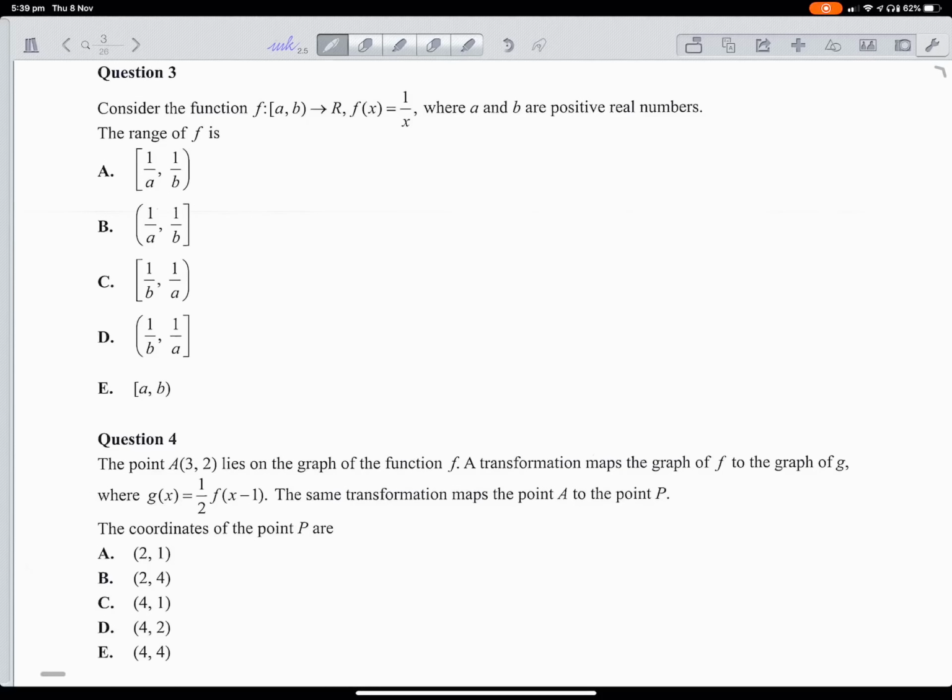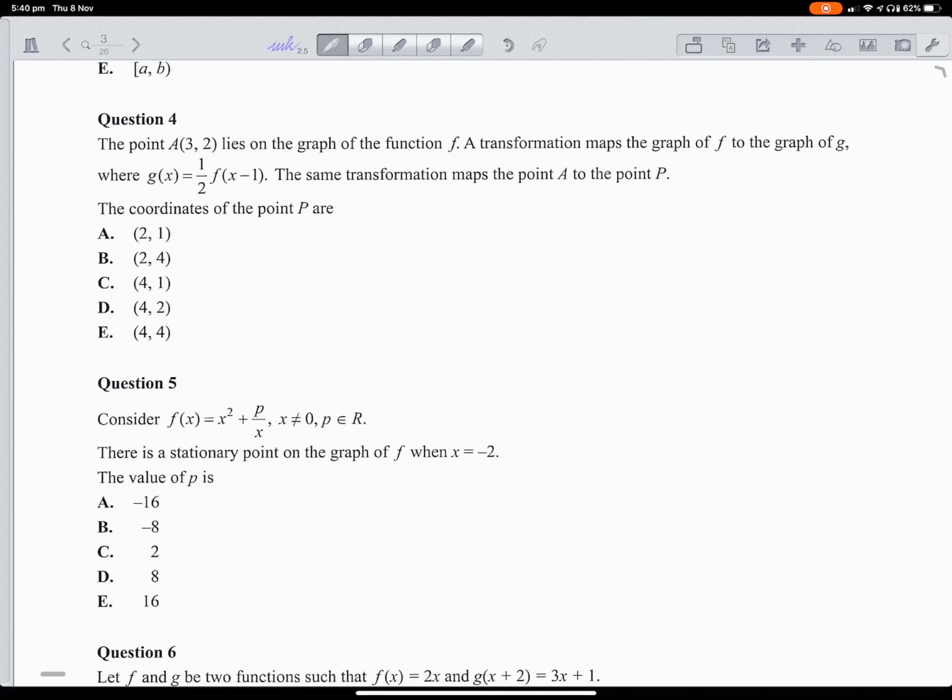Okay, consider the function 1 on x from A to B. A and B are positive real numbers. So A's got to be somewhere here, and it's a decreasing function. B's got to be somewhere here. If I put A into that function, I get 1 on A. That one's closed. And then here, if I put B in this function, that's open, and it's 1 on B. So my range is 1 on B open to 1 on A closed.